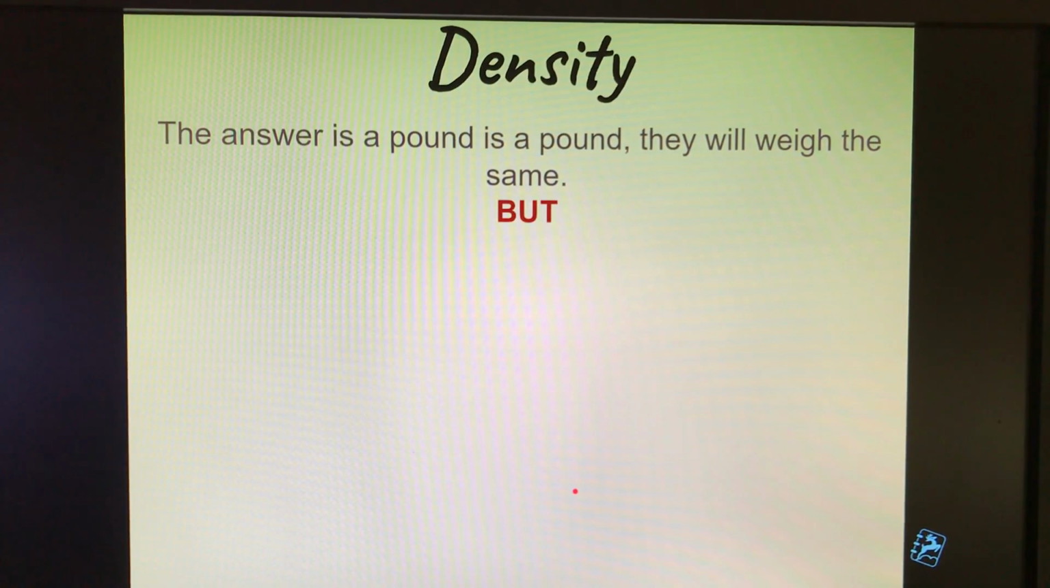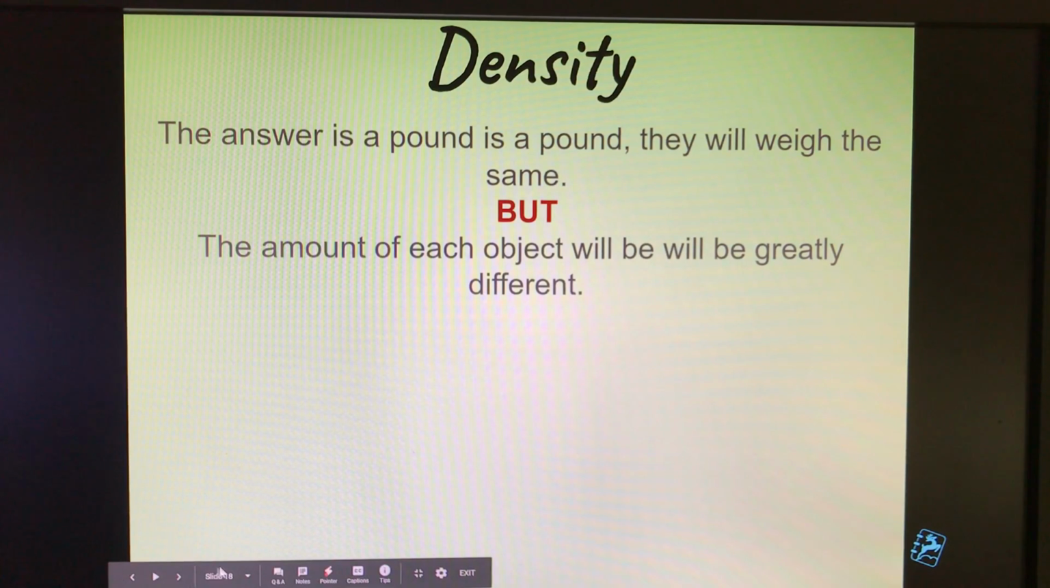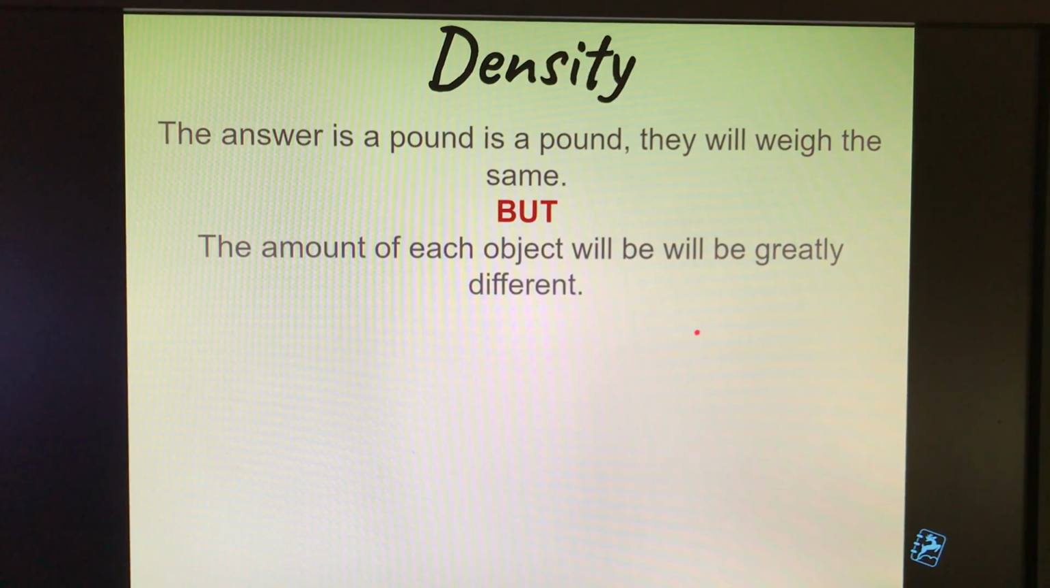But here's what I was trying to point out. The amount of each object will be greatly different. Oh, it looks like I have a typo. I'll try and get that changed, but I do have a typing error, and that's okay. I'm not perfect. So what do I mean by the amount of each object being greatly different? Well, think about it.